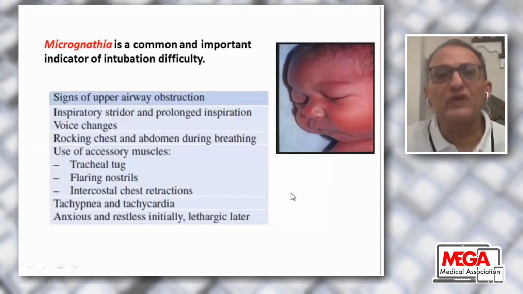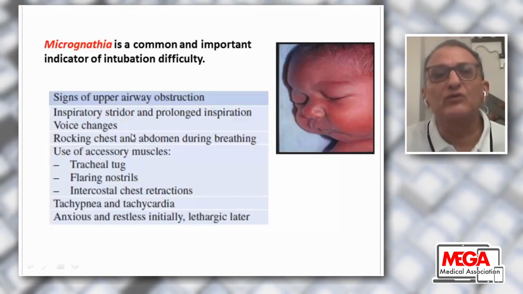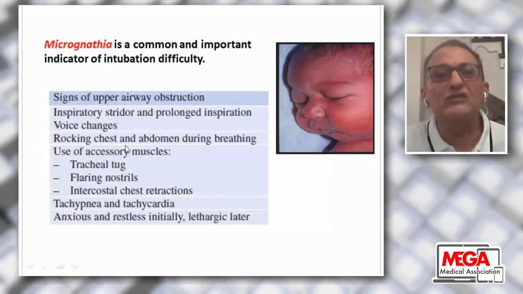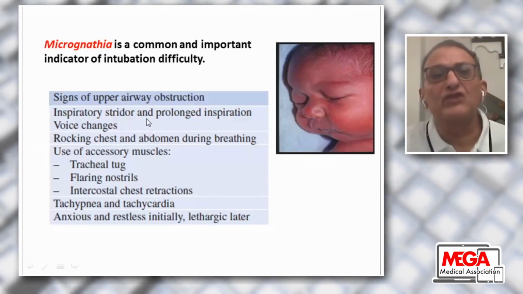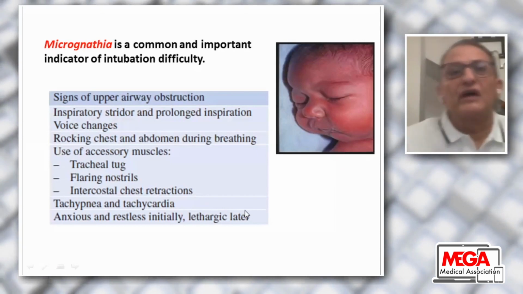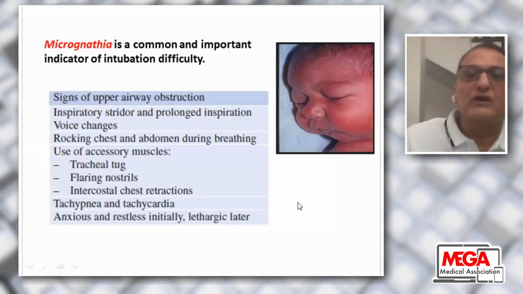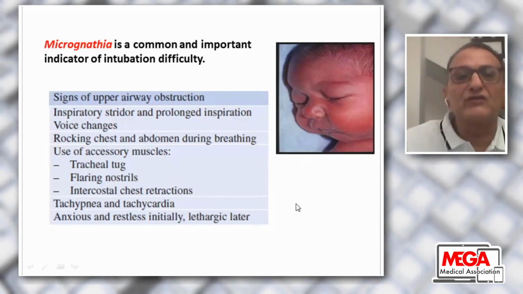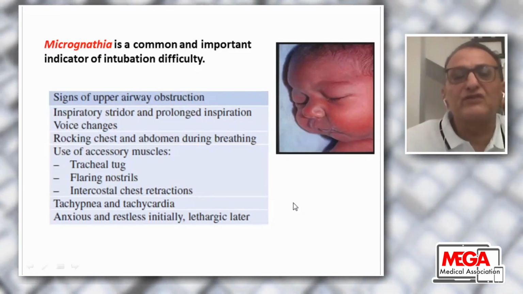Signs of airway obstruction, we all know, include stridor, prolonged inspiration, some voice changes, changes in crying, rocking movement of the chest and abdomen, and of course, when they use accessory muscles, you get tracheal tug, flaring nostrils, and retraction of the intercostals.